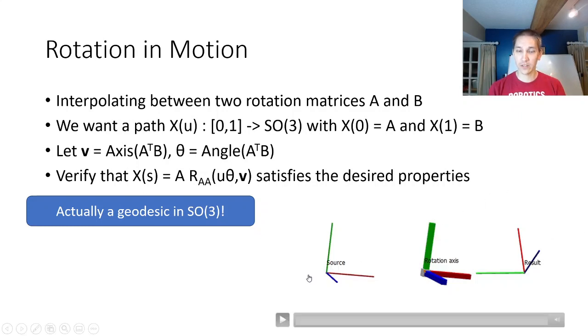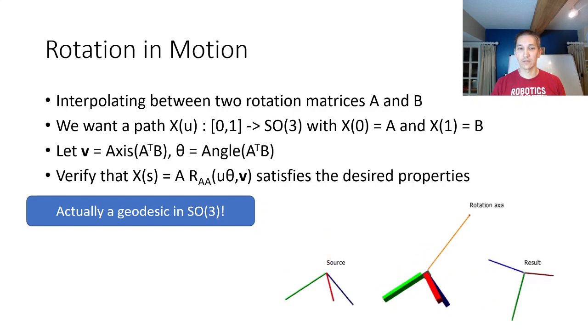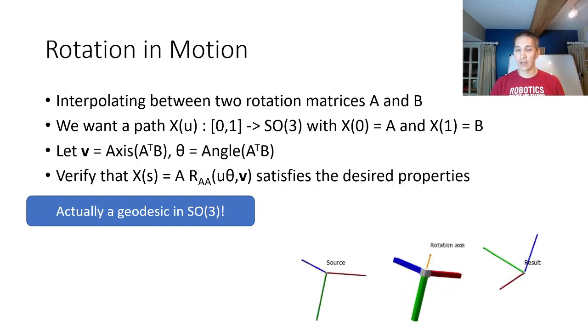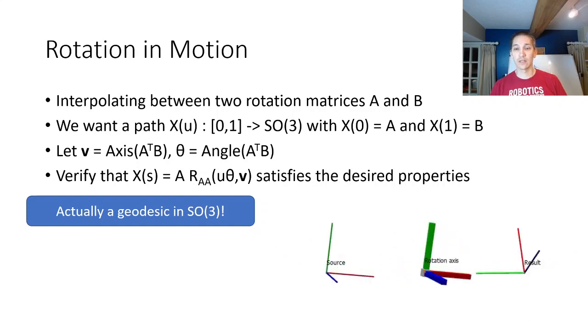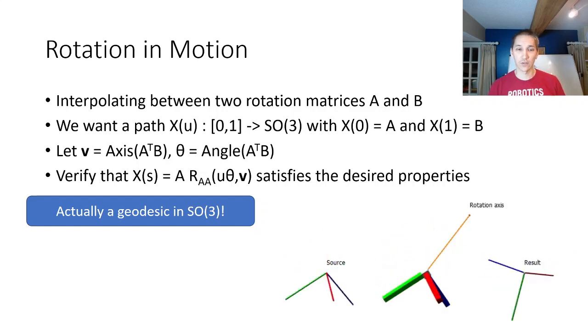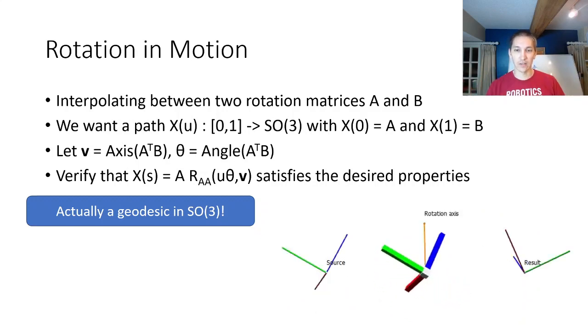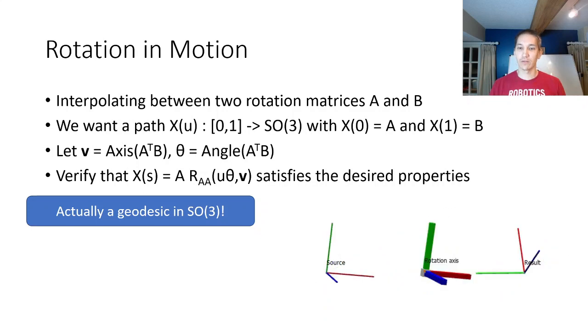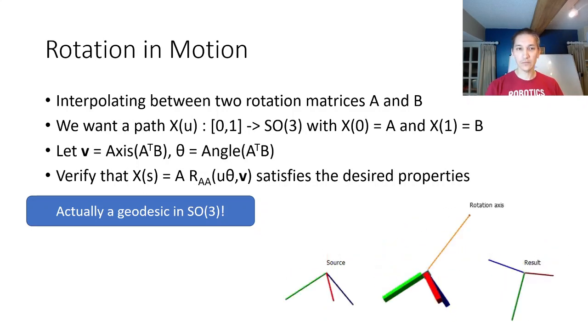So here are some animations of some randomly sampled orientations. This rotation axis gets pulled out by this relative rotation here, and it's a minimal rotation between any source rotation to any resulting orientation. This is actually a geodesic in SO3. We're not going to go through and prove that, but you can suffice to say that this is the best way of going between any 2 rotations in terms of minimum angle traversed.